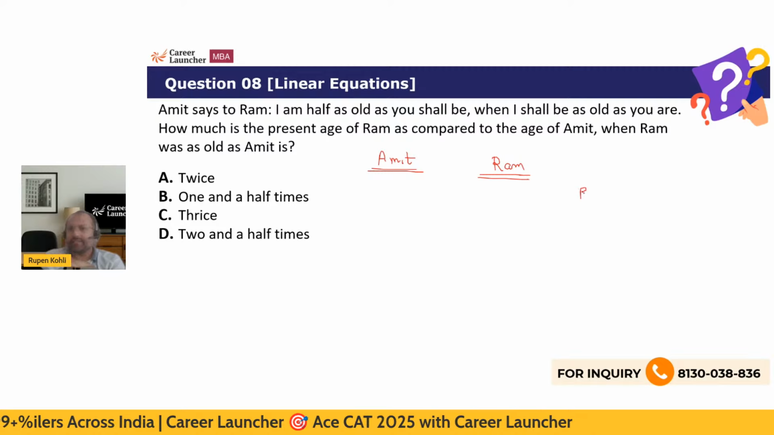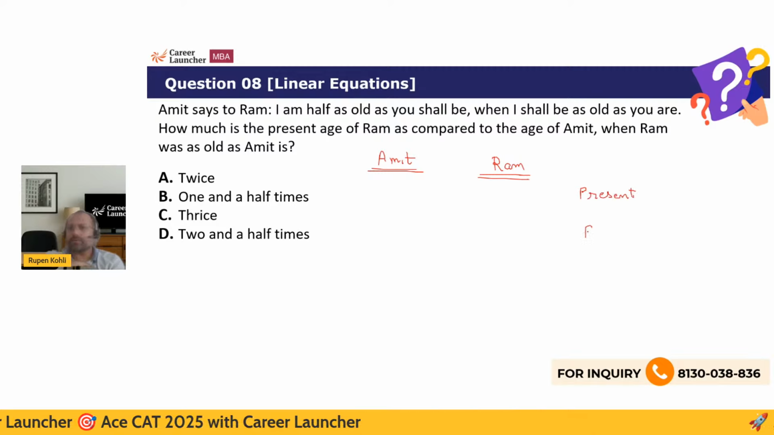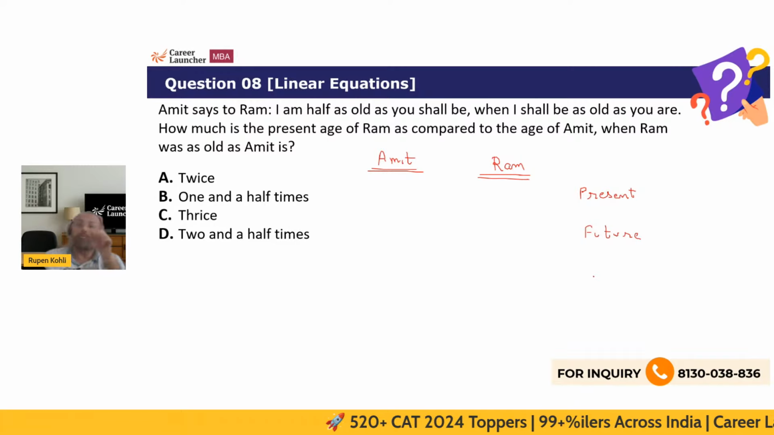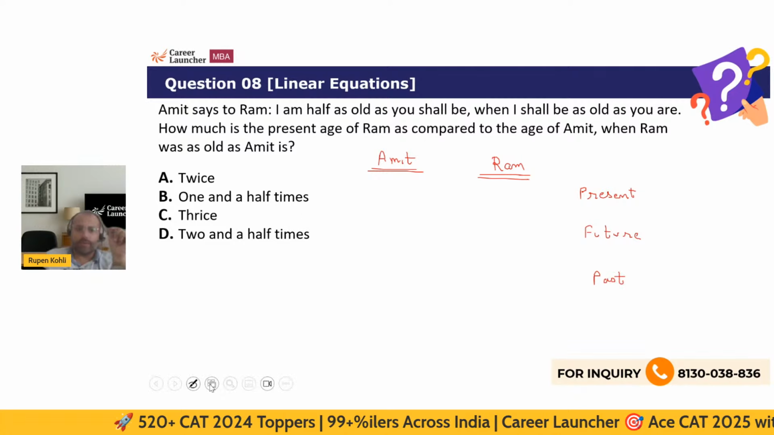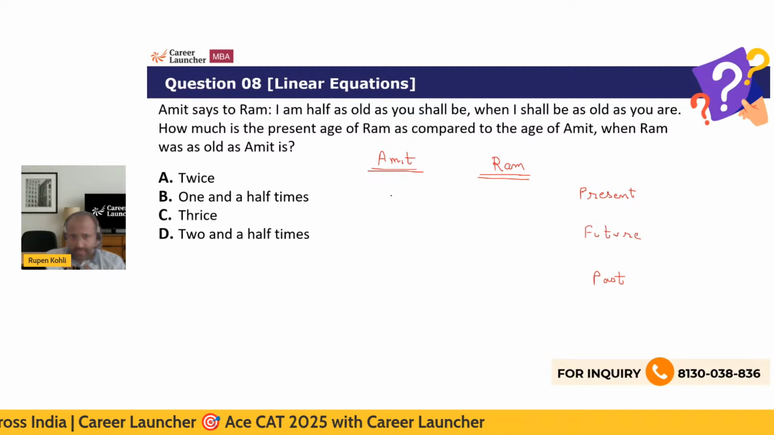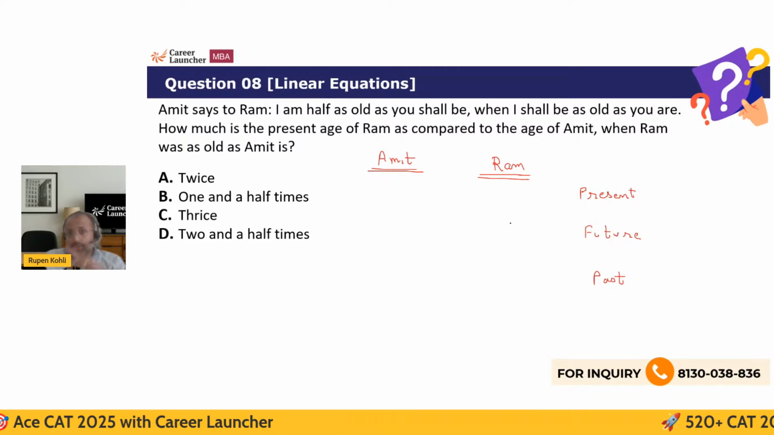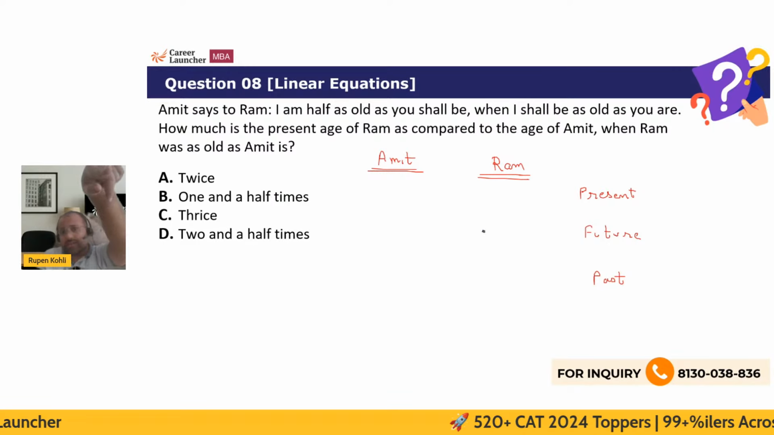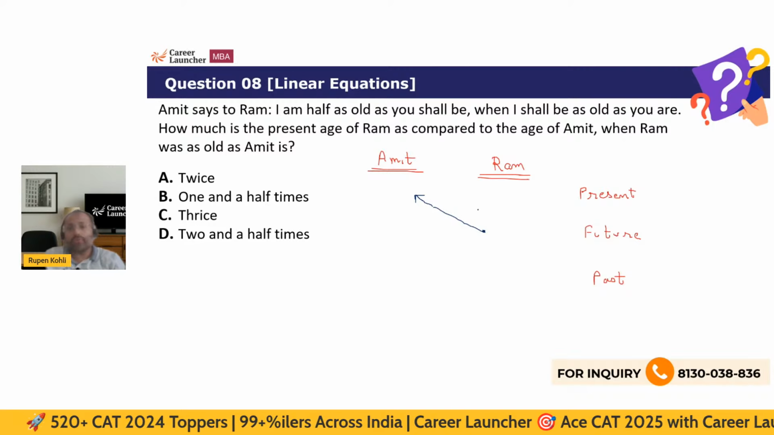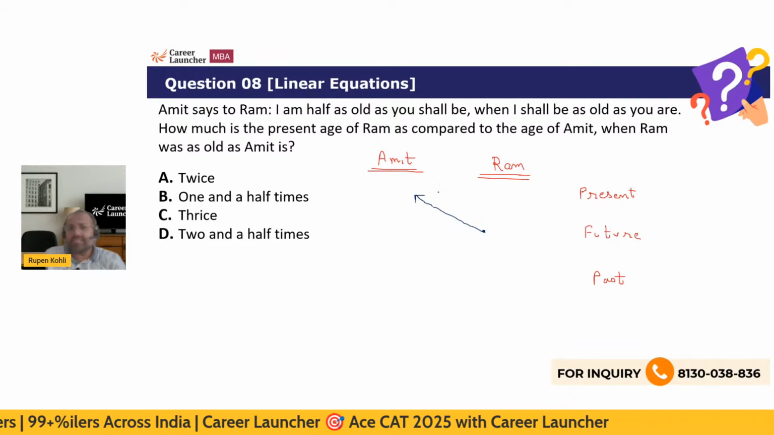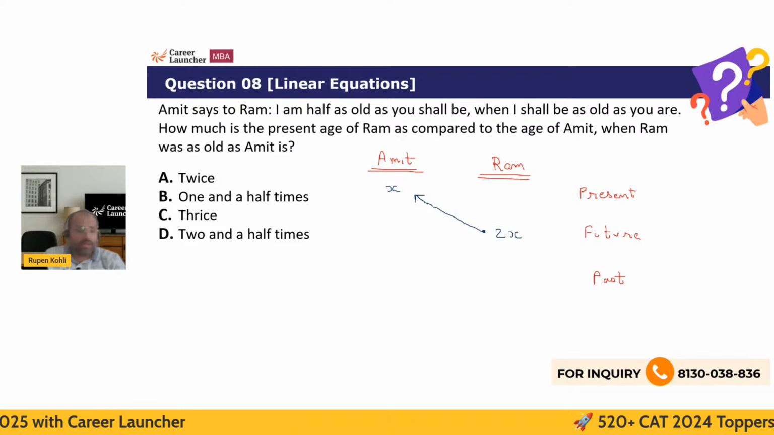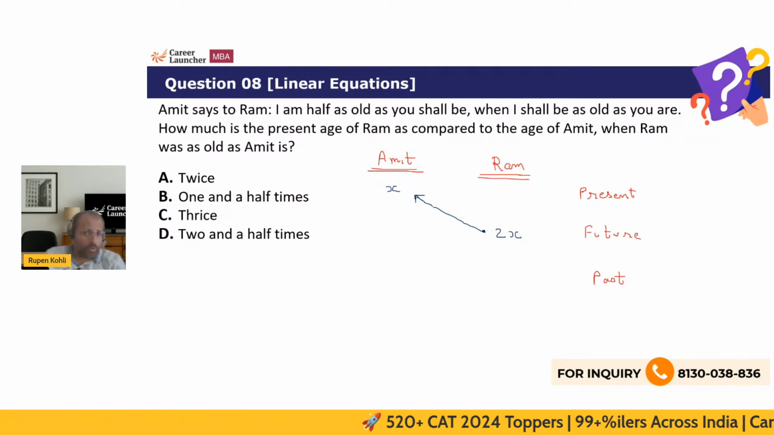So there is a present and then there's a future. The first statement is talking of present with respect to future. Past will also come later on with the question, right? When Ram was, uski bhi baat aayegi. Abhi initially, Amit is saying to Ram, I am, my present, half as old as you shall be, your future. Ram's future with respect to Amit's present is being compared. Amit is saying my present is half of your future, or the other way around, your future is twice of my present. So if I am X right now, you will be 2X in the future. I am half as old as you shall be.